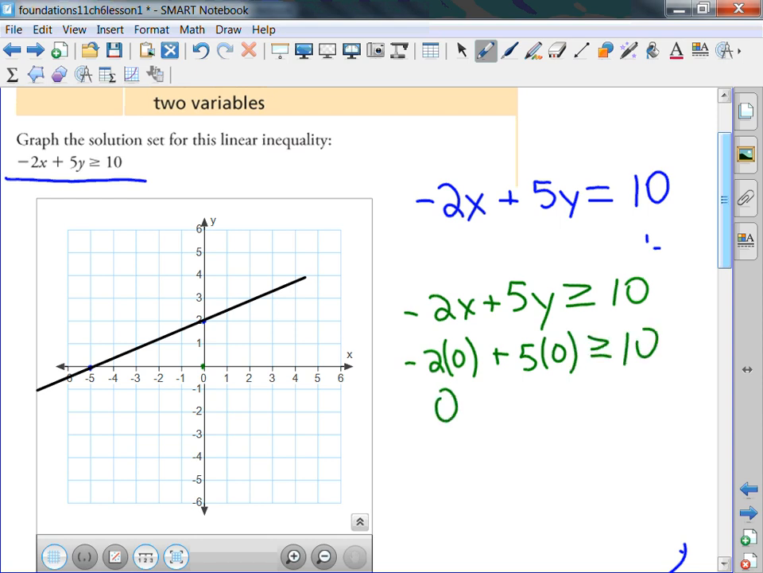Negative 2 times 0 is 0. 5 times 0 is 0. Should be greater than or equal to 10. 0 is greater than or equal to 10 is what we end up with. Is that a true statement? Definitely not.